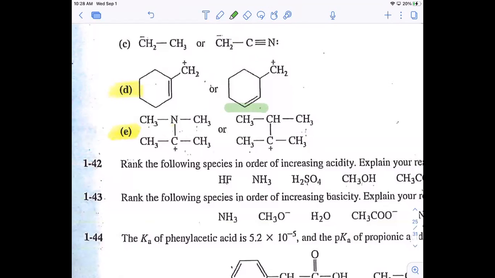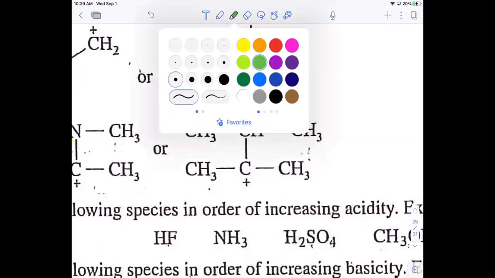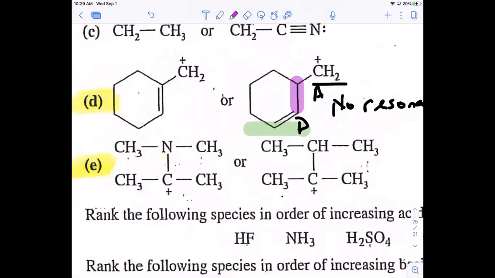Go ahead, Josh. They're not adjacent to each other? Yeah, that's right. This is your acceptor, right? Because it's a carbocation. And then the pi bond is your donor, but you got a gap between them. You see that? There's a gap between them. So they can't talk. If they can't overlap orbitals, they can't share electrons. So this is no resonance.